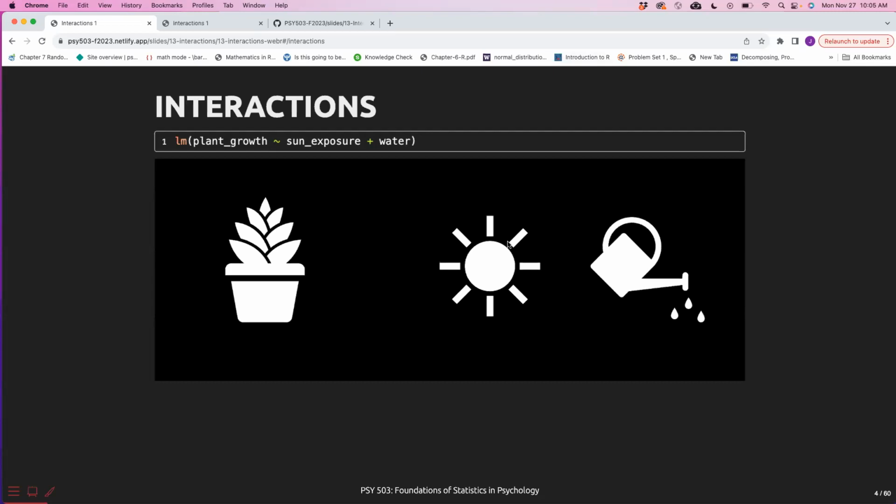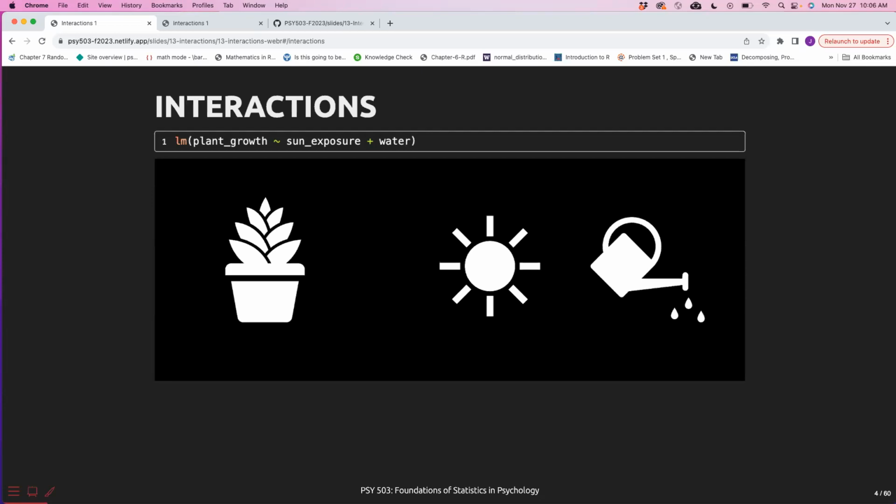So if we look at the relationship between sunshine and plant growth, what we're saying, if they're additive, is that it doesn't matter the amount of water, it doesn't change that relationship between sunshine and plant growth. That's what additivity is, right? So that's a major assumption. But in this context, when we're talking about sunshine and plant growth, is that assumption valid?